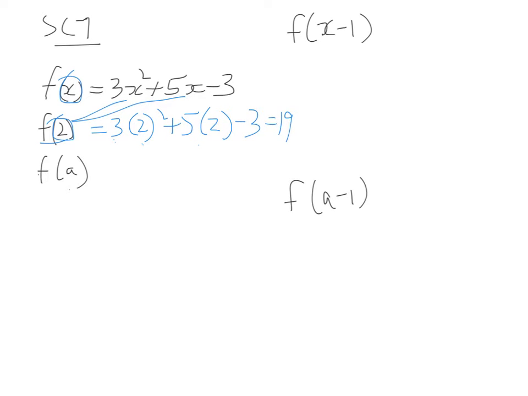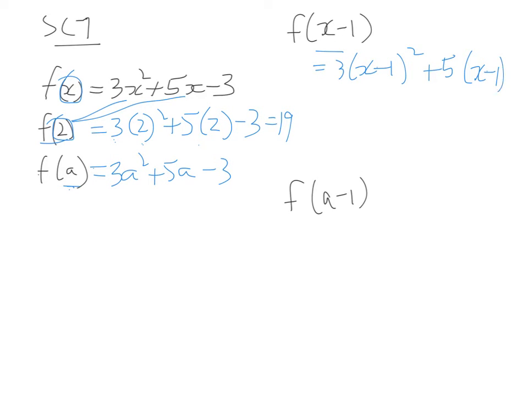Likewise, we substitute the x with the a. So this will become 3a squared plus 5a minus 3. It gets a little bit more complicated when we have a function here, so that's x minus 1. So this ends up becoming 3(x minus 1) squared plus 5(x minus 1), and we have minus 3.